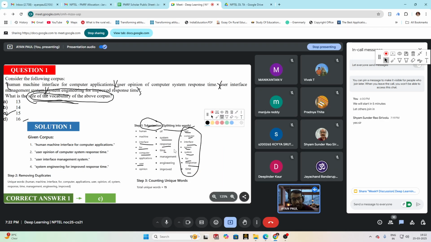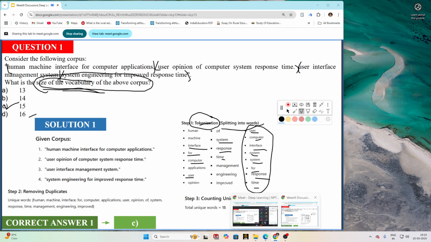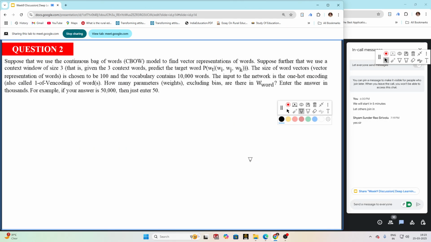What is tokenization? Tokenization is splitting the sentences into words. After we do the tokenization, we have to write the vocabulary. In the vocabulary we have to avoid repetition of the words. We have to write unique words only. Whenever we have written the vocabulary, just count the number of words in the vocabulary, and that is coming 15. So option C is our answer. I hope it is clear to all of you.